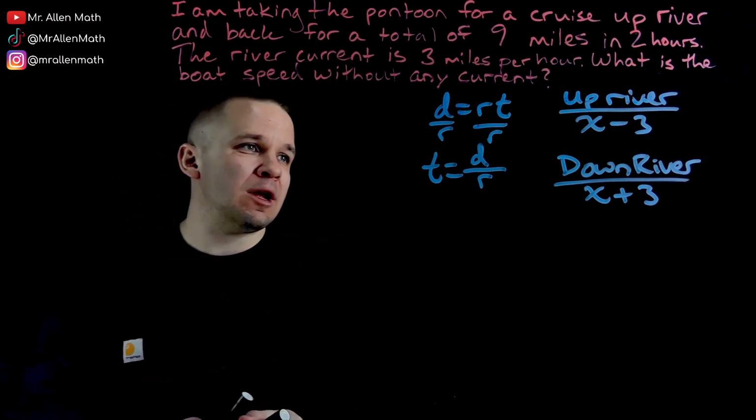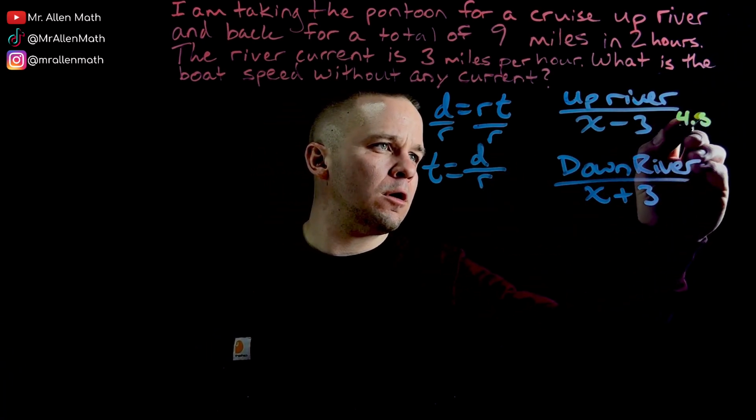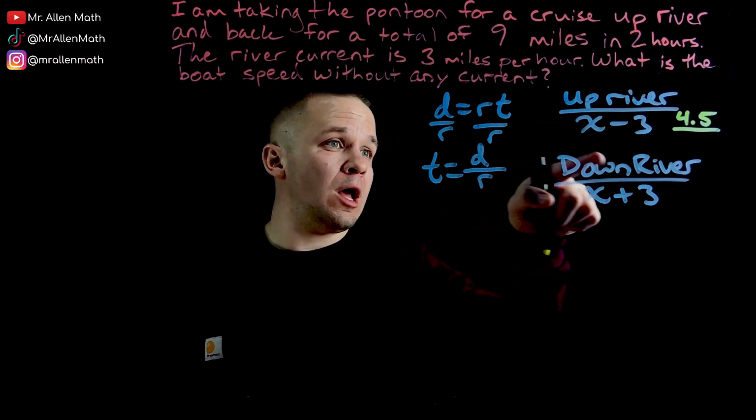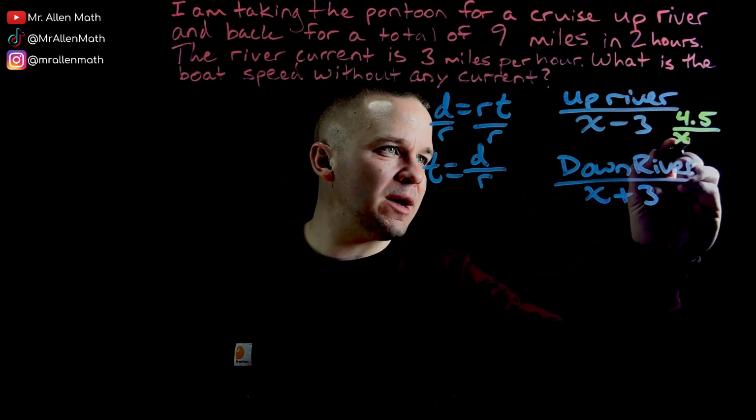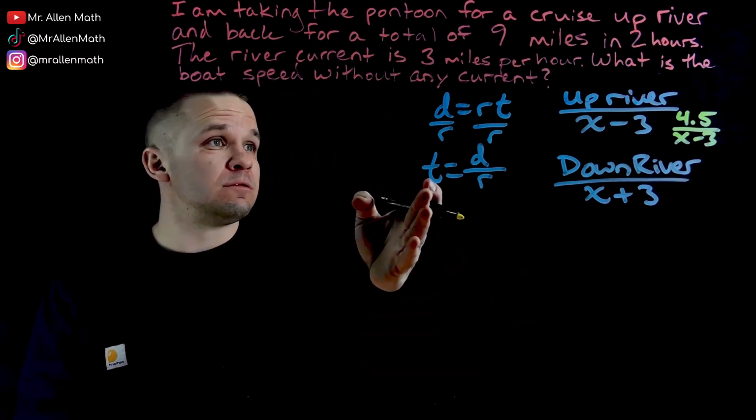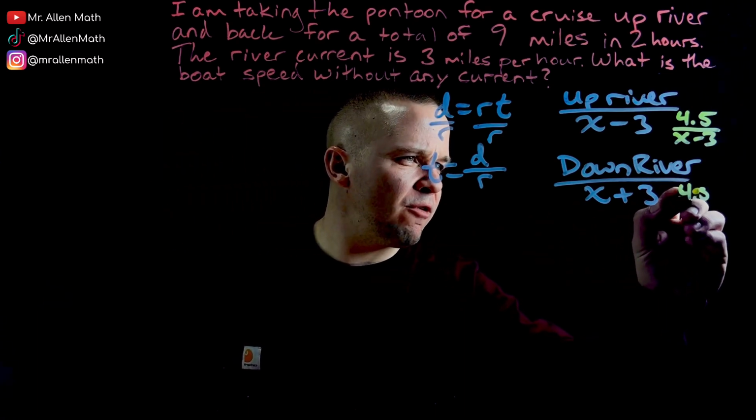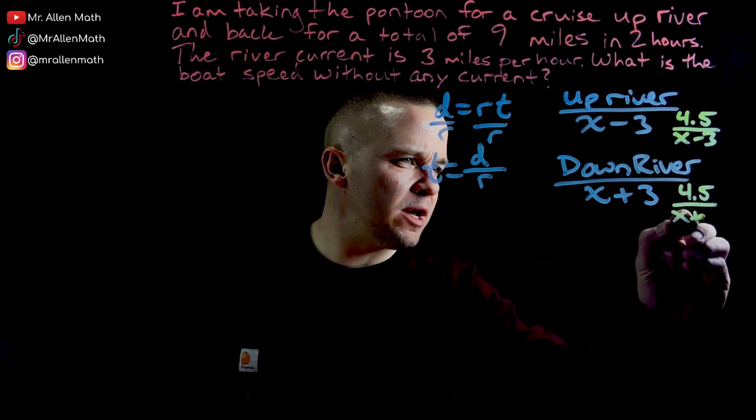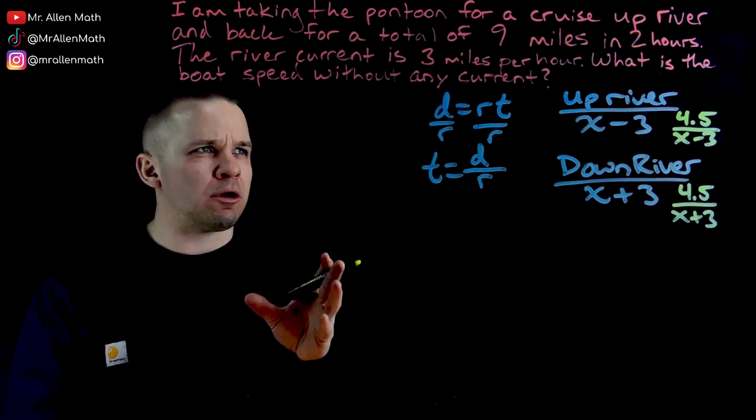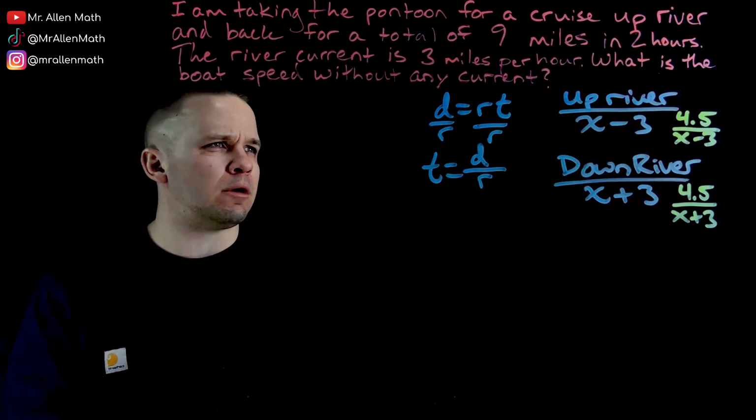Upriver, I'd have my distance, which is 4.5, divided by my rate, which would be x minus 3, right? That would be equal to my time, which is t, okay? Now for this one, I got the same idea. 4.5 divided by x plus 3. This time the rate is x plus 3. Again, for a total of, well, are these both equal to 1? Because we did 2 hours total.